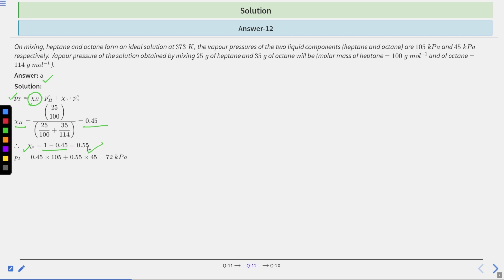Now we put these two values in this equation. So the total pressure is 0.45 into 105 plus 0.55 into 45, and it comes out as 72 kilopascal. So the total vapor pressure of the solution is 72 kilopascal, and it is what has been asked in our question. So option A is the correct answer.